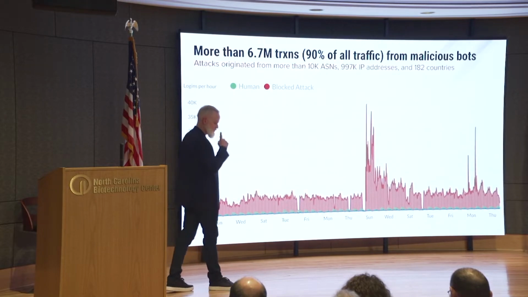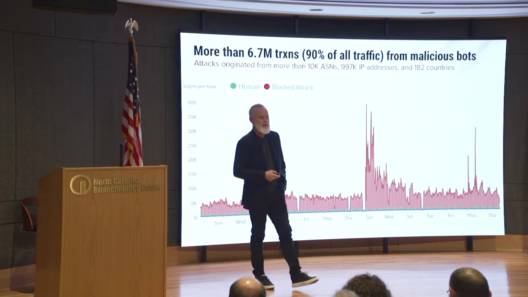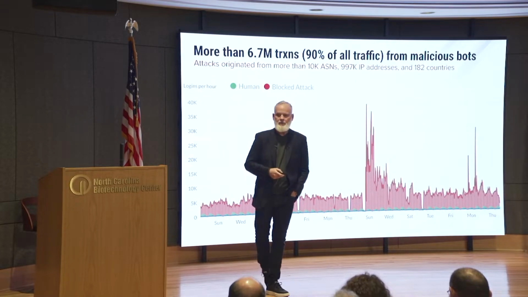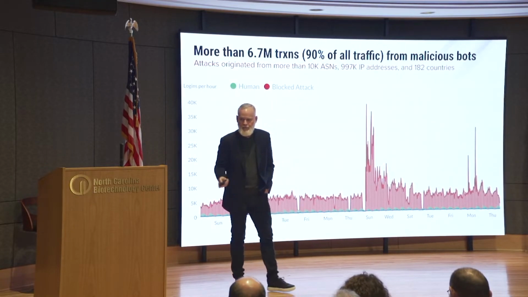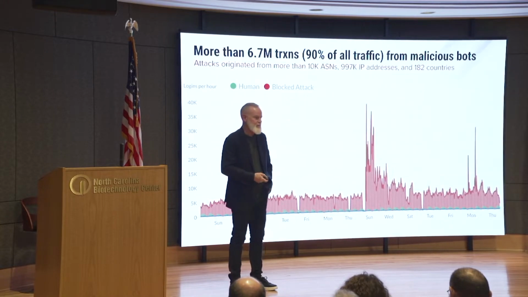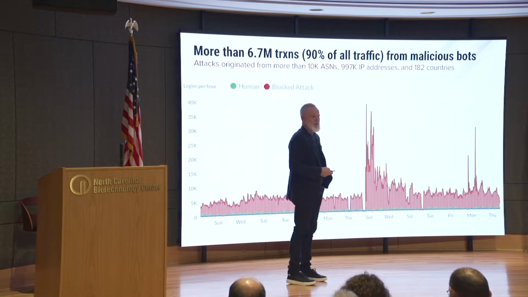We had a government customer that was under attack from over 100 countries, and they decided to geofence block everything outside the United States. And predictably, the attack returned the next day from within the United States. So yeah, blocking by these sorts of attributes is kind of a fool's errand.